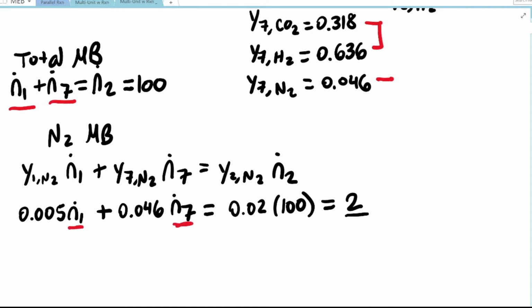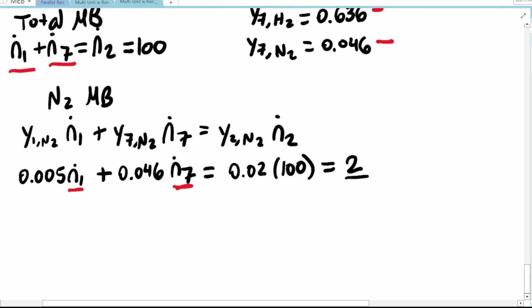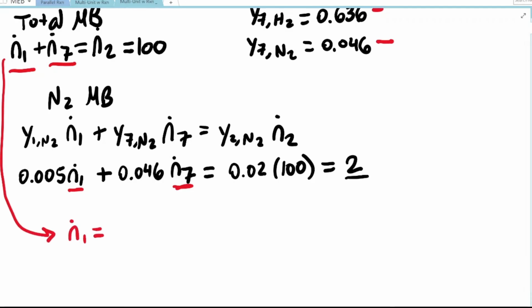And what I've now set up is a very small system of equations where I've got two equations and two unknowns, so I can rearrange and solve this algebraically or with the matrix to find my N1 and N7. For us, I'm going to take this equation and rewrite it as N1 dot equals 100 minus N7 dot. So I've now defined N1 in terms of N7.